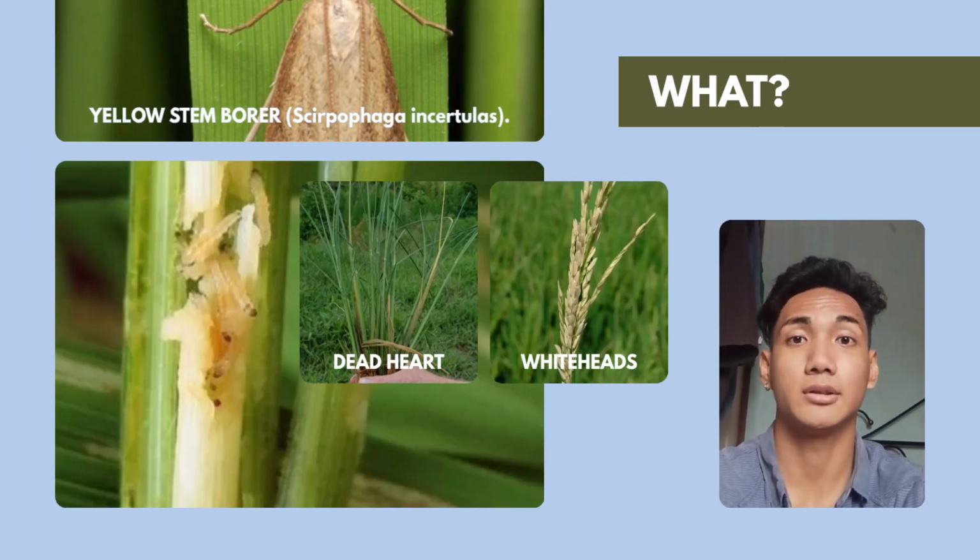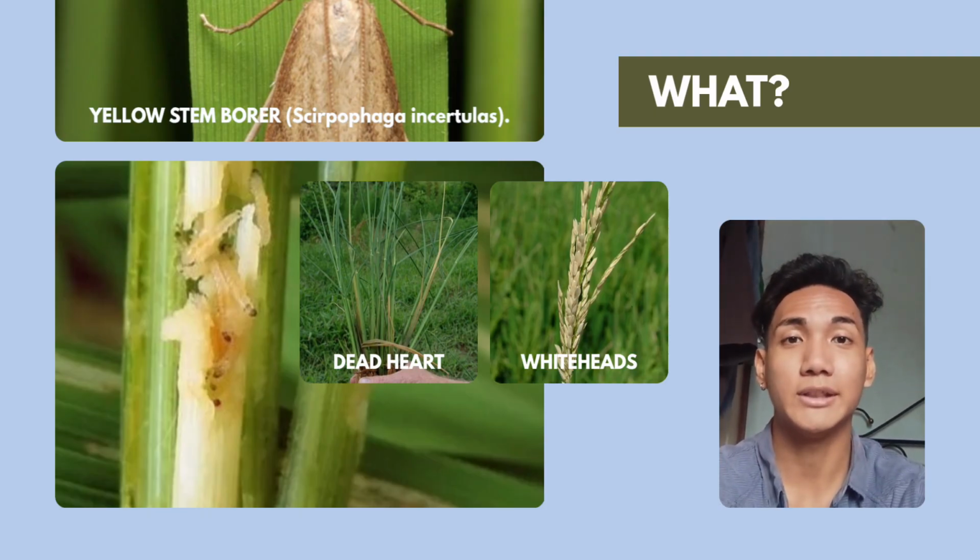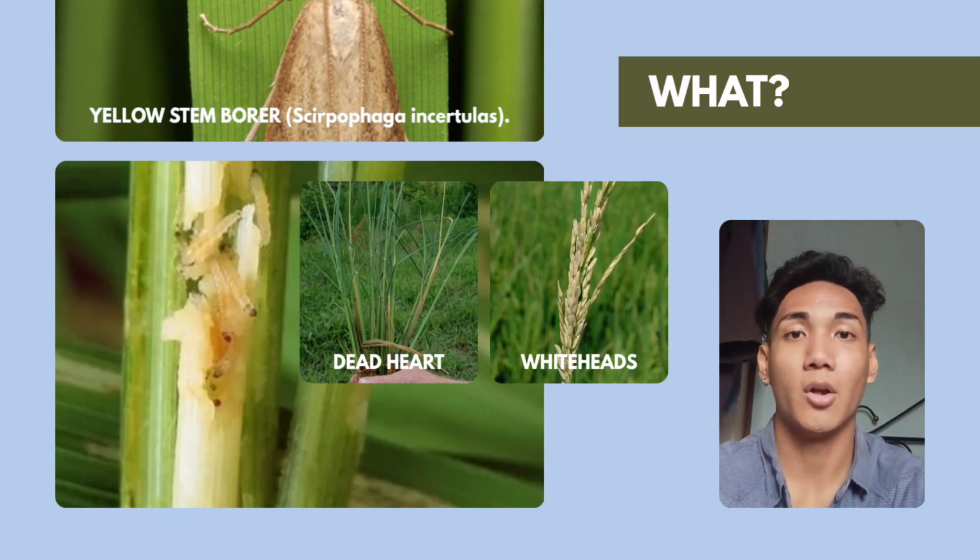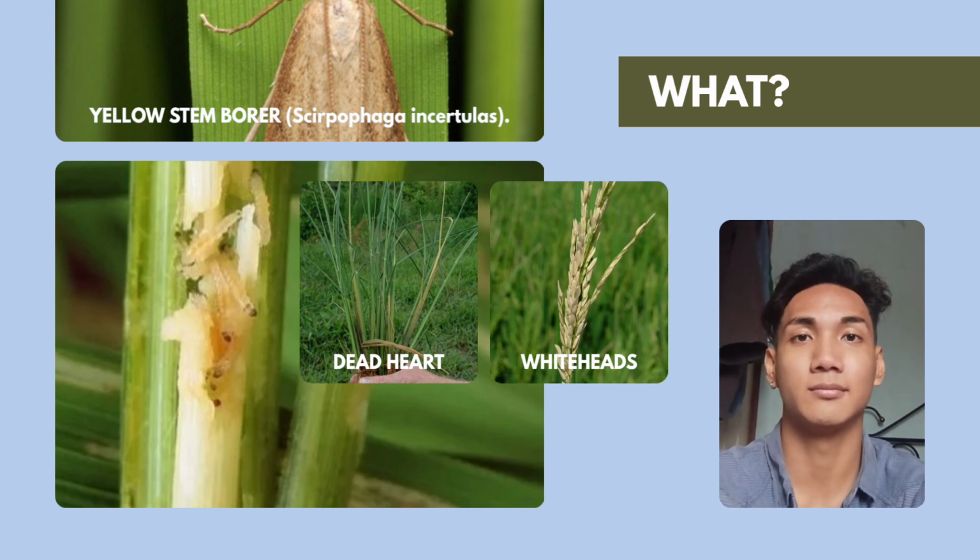The larvae cause two main types of damage. In young plants, they bore into the stem, killing the central shoot, which then turns brown and dries up. This is known as a dead heart. In older plants, an infestation leads to whiteheads, where the rice panicles emerge but are completely empty and stand straight up, appearing white. Both symptoms result in significant yield loss.